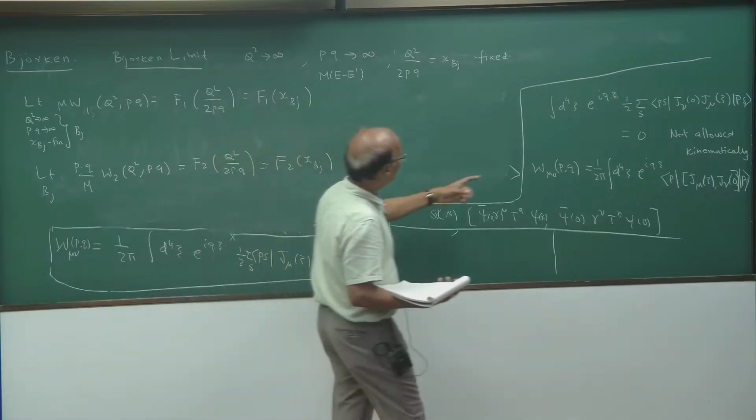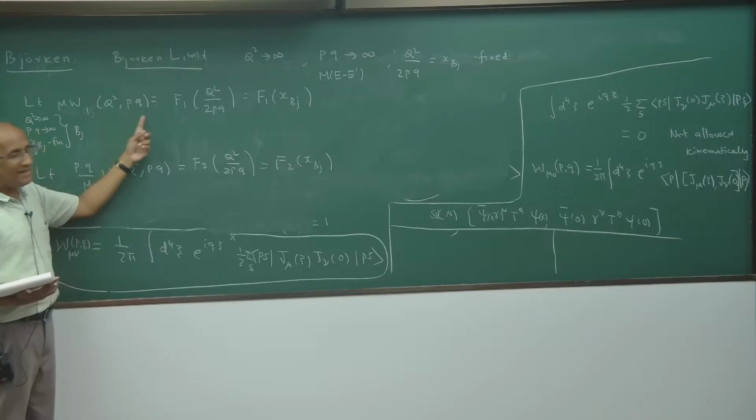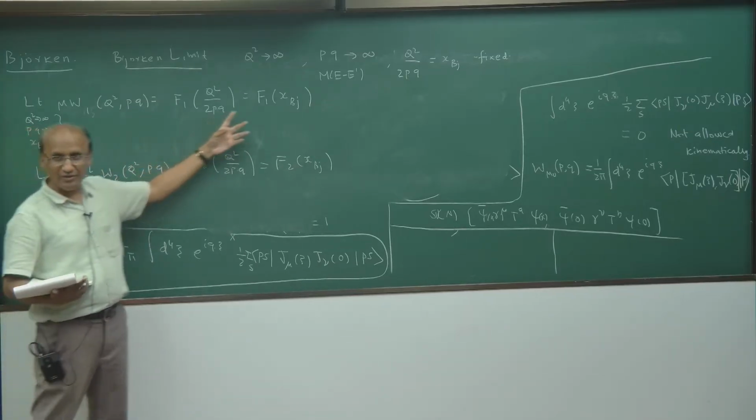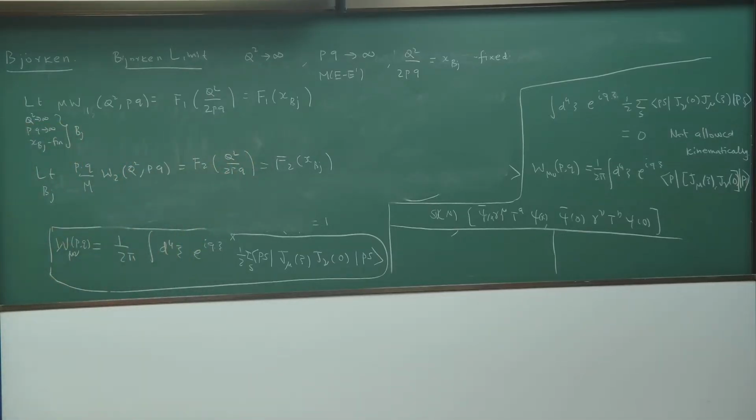Keep that in mind, and in that limit you can see that they do not depend independently on Q squared and P dot Q, but depend only on the ratio xbj. In some sense it's what people call scaling. It doesn't depend on P and Q separately, but only on the ratio. So it's a single variable dependence. To come to this point, you really need a tensor decomposition, maybe.